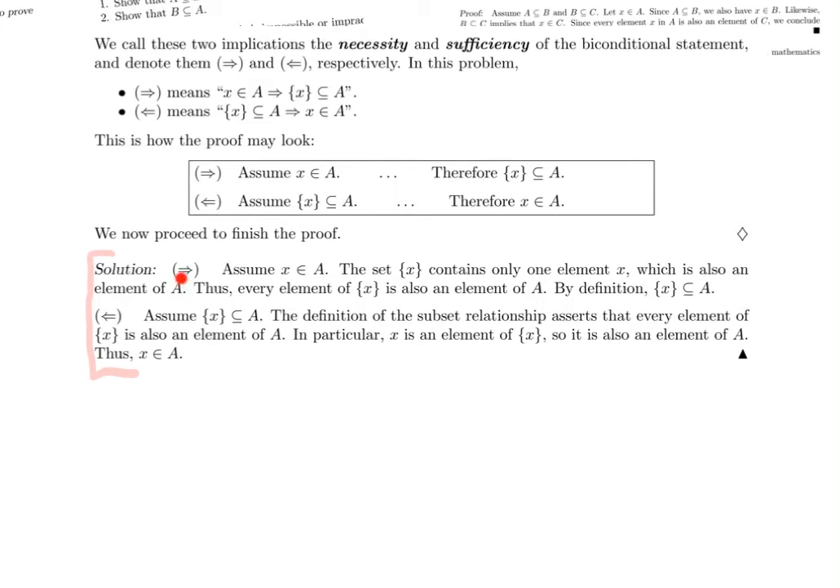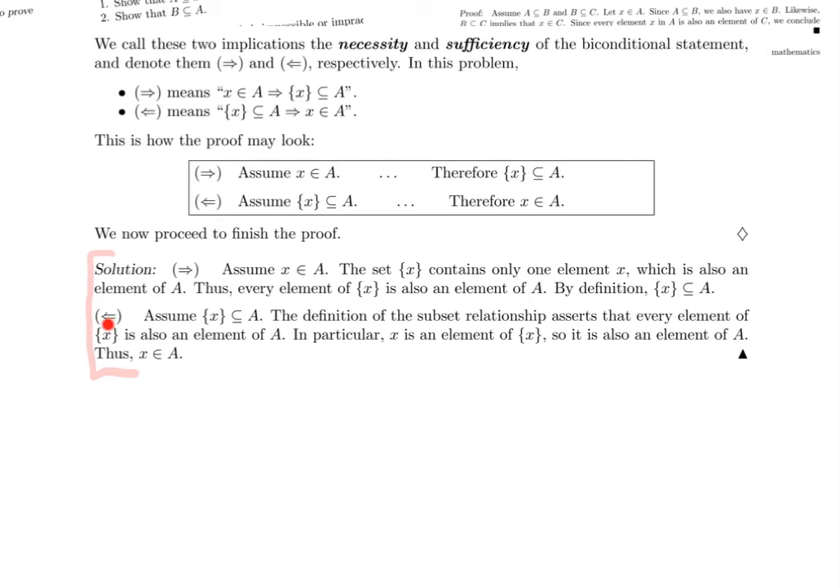Again, we're indicating we're proving one direction of the biconditional statement first. We're assuming X is an element of A. Then we consider what does that say about the set containing X? Well, we know that that set only has one element, which is X, and we're told that X is an element of A. Remember what subset means. It means every element in this set is in this set, and that's exactly what we just observed. So that's why the set containing X has to be a subset of A.